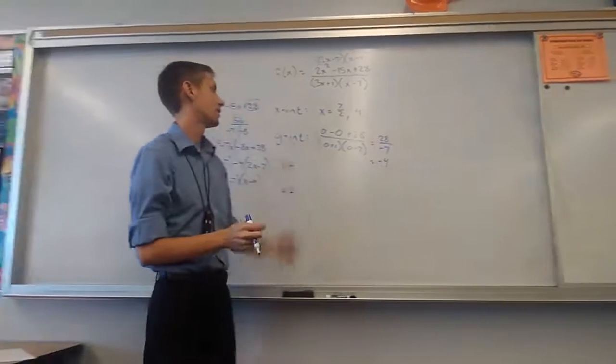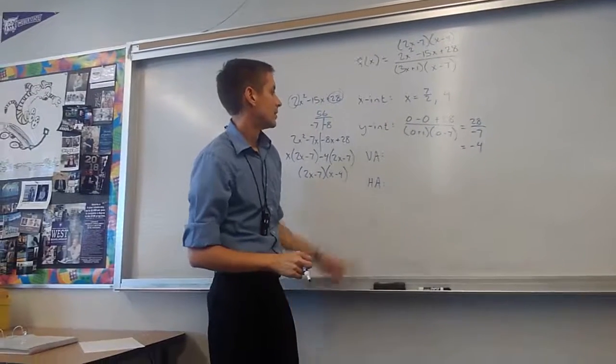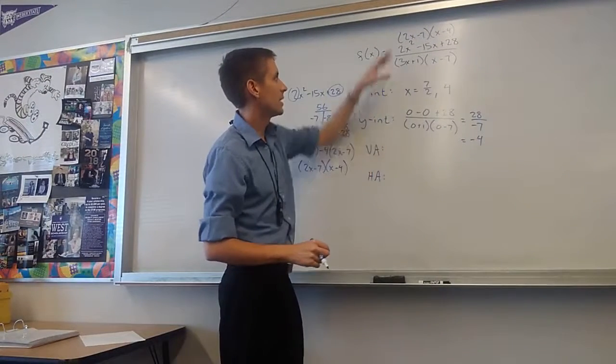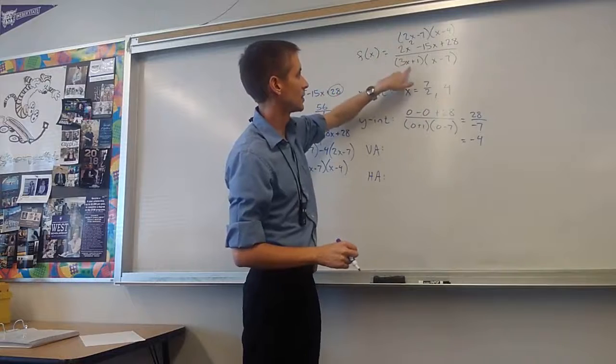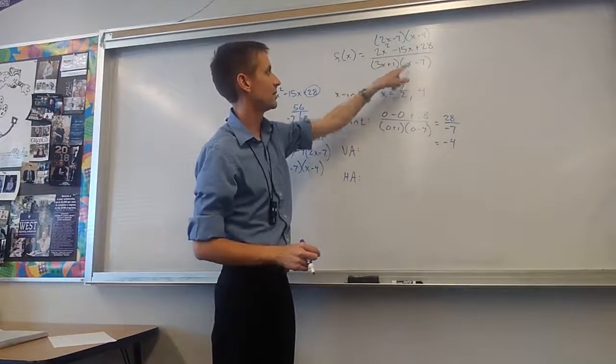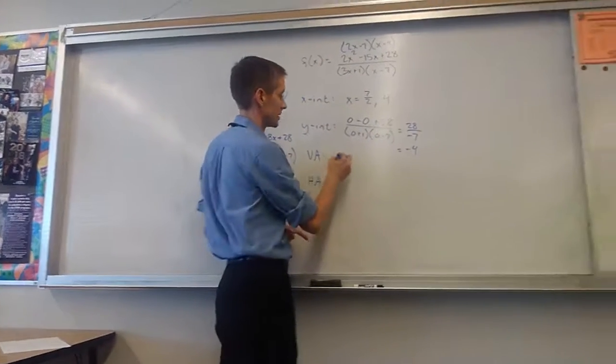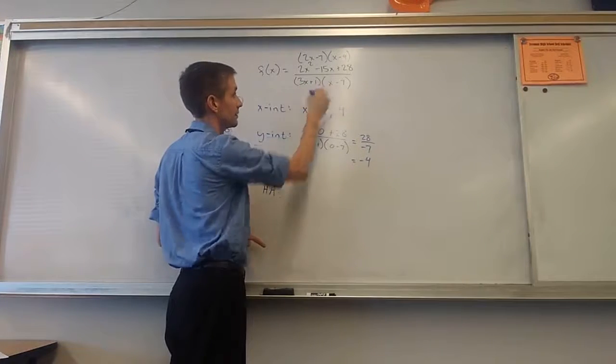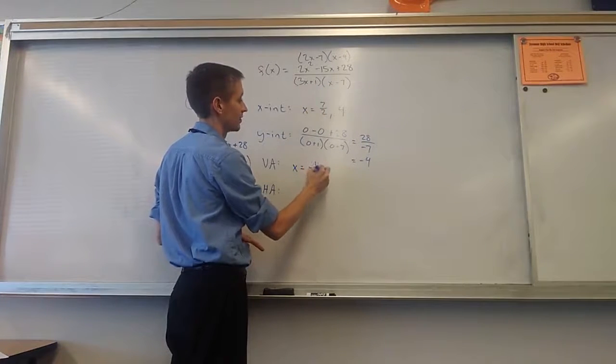Vertical asymptotes. When we have a rational function like this, we want to look at the denominator factors to find the vertical asymptotes. So in this case, my two zeros of the denominator would be x equals negative 1/3 for the first factor, and x is equal to 7 for the second factor.